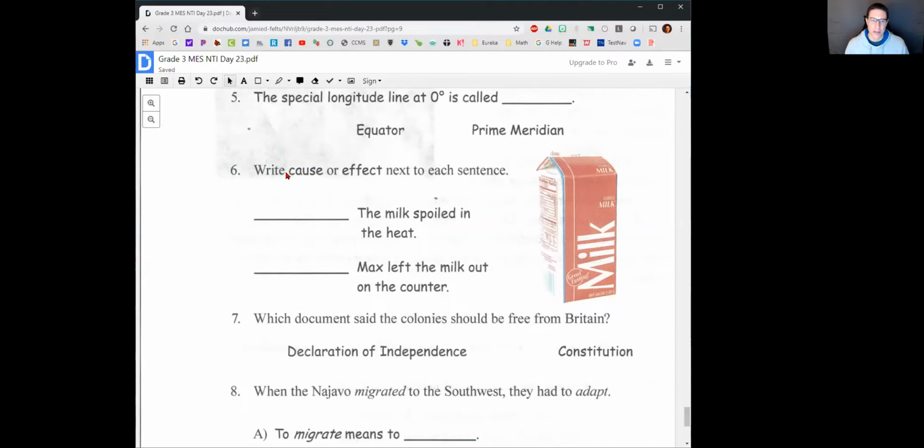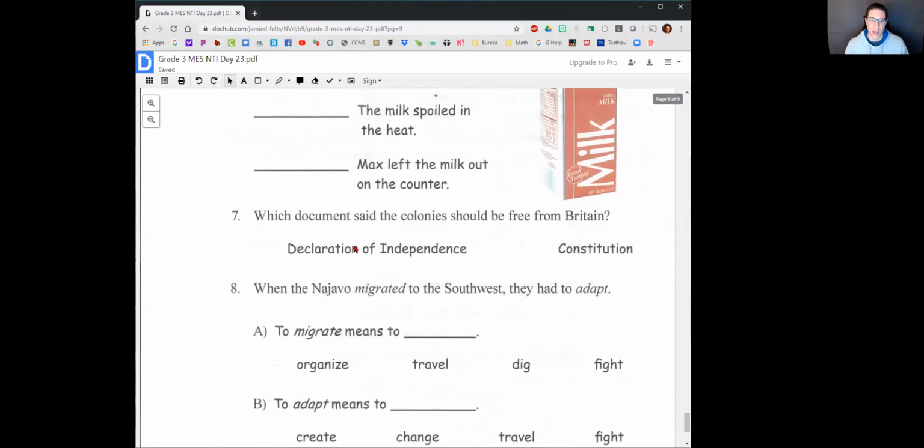Cause and effect here. What the cause is the action. The effect is what happened because of that action. So one of these things was an action, and one of these things happened because of that action. So you'll write the word cause or effect in these 2 blanks.